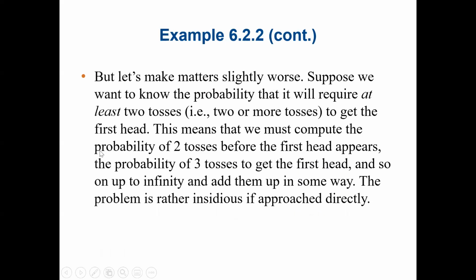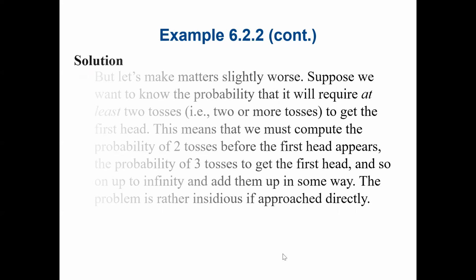But let's make matters slightly worse. Suppose we want to know the probability that it will require at least 2 tosses, that is 2 or more tosses, to get the first head. This means that we must compute the probability of 2 tosses before the first head appears, the probability of 3 tosses to get the first head, and so on up to infinity, and add them in some way. The problem is rather insidious if approached directly.